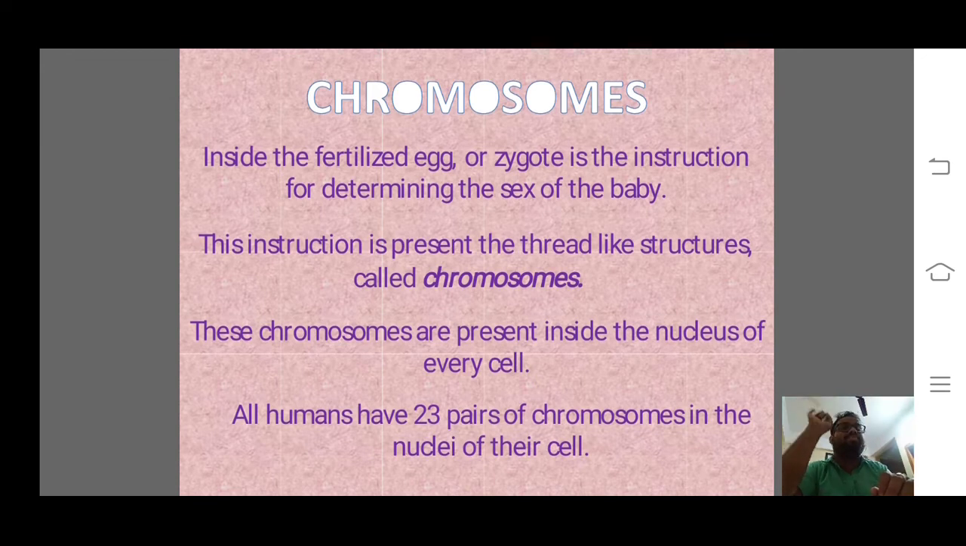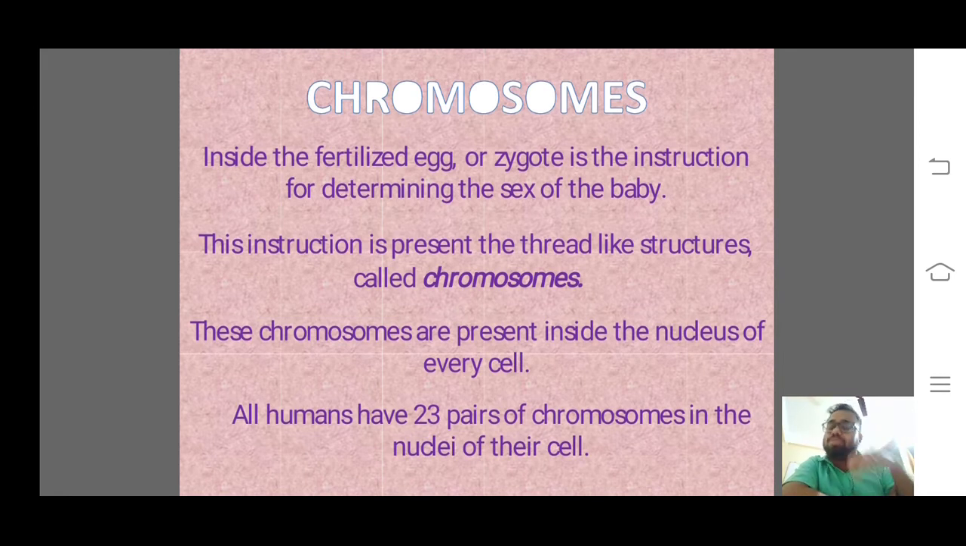This instruction is present in thread-like structures which are called chromosomes. So chromosomes are basically thread-like structures where the information of a baby boy or a baby girl is present. And these chromosomes are present inside the nucleus of every cell. Every cell has one nucleus, and inside the nucleus these chromosomes are there. We all humans have 23 pairs of chromosomes in the nucleus, which means we have 46 chromosomes.